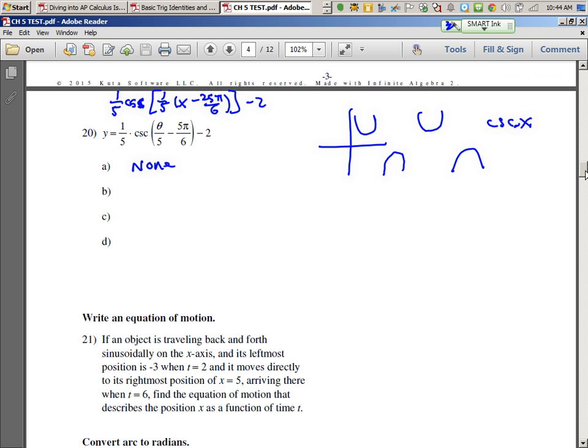Looks like my period used to be 2 pi, but I'm dividing by 1/5, see? I'm stretching it to 10 pi. And that agrees with our idea that a fraction on the inside, a 1/5 on the inside, means a horizontal stretch. So 10 pi is the new width of each cycle. And there's definitely a right shift of 25 pi over 6. And there's a downshift of 2. There you have it.